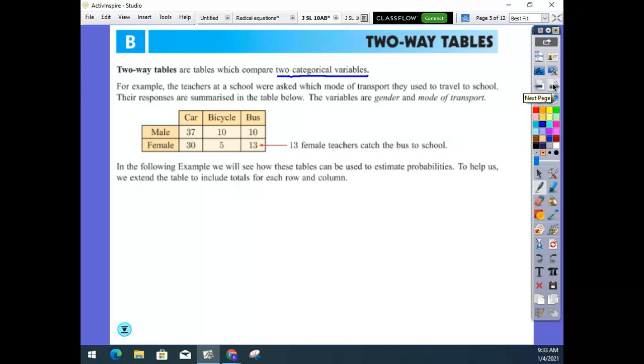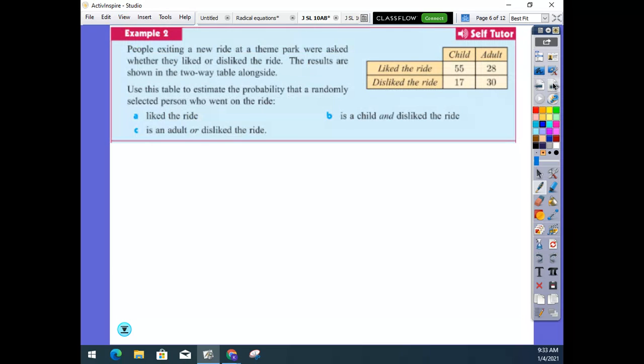B is just a way to organize your data into a two-way table. And two-way tables compare categorical data, so different types of categories. For example, this one's talking about transportation and gender. Okay. All right, so let's look at this example. People exiting a new ride at the theme park were asked whether they liked or disliked the ride. The results are shown. Now, I think one thing that's helpful when you're given a two-way chart like this, figure out totals.